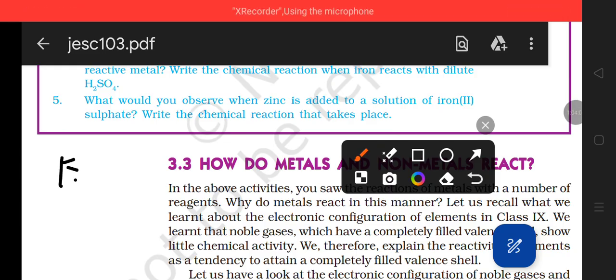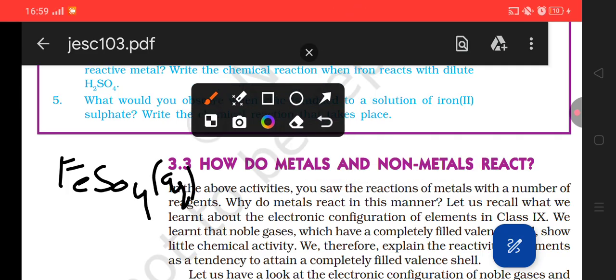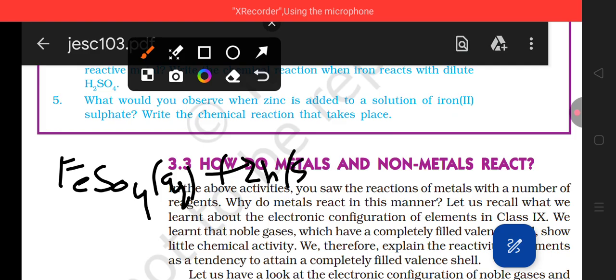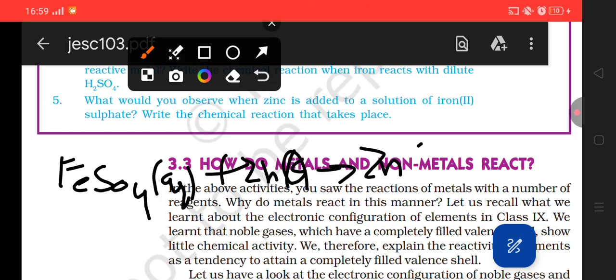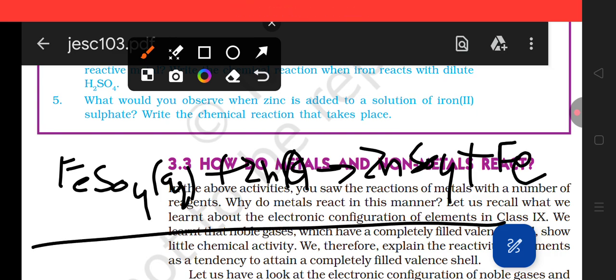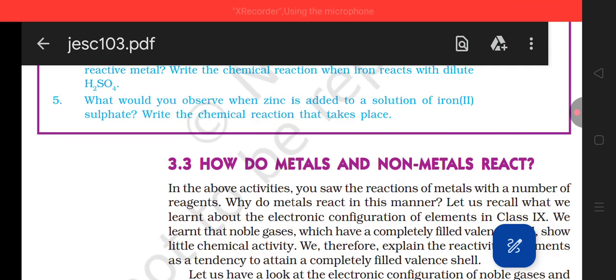So iron(II) sulfate is there. Iron(II) sulfate is reacting with zinc. It will form zinc sulfate plus Fe. Okay, zinc sulfate is in aqueous state and Fe is in solid form. So this is what I will get after the reaction. So you have to write a balanced equation, students. Okay. So I hope this is clear. So all the in-text questions I have discussed.